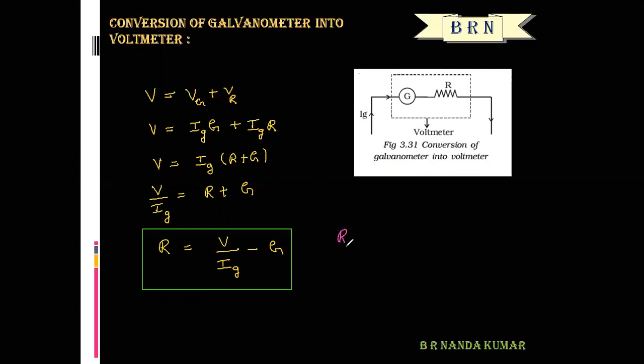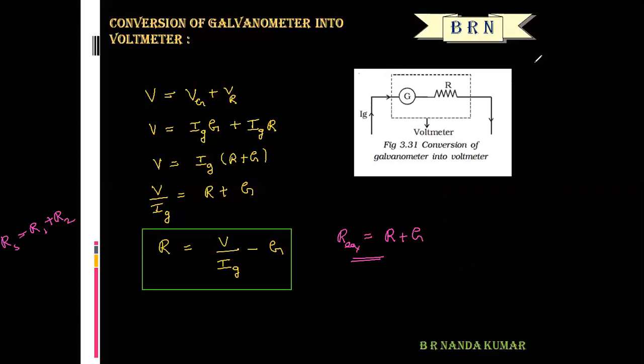The effective resistance of the converted voltmeter is R plus G. Two resistors are connected in series. What is the formula? Rs is equal to R1 plus R2. So here the two resistances are R and G. So the effective resistance is R plus G. This is the effective resistance of the converted voltmeter. Okay, so a voltmeter is always connected in parallel across any branch of the circuit.